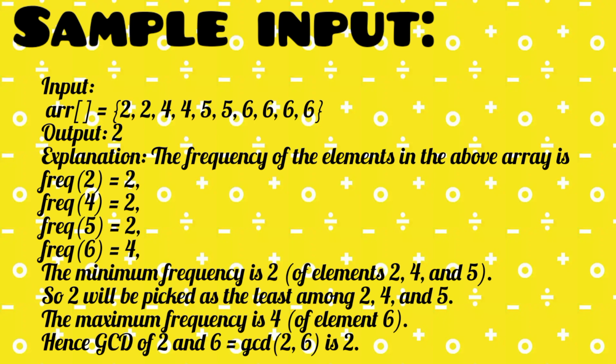6 is 4. Here the minimum frequency is 2 of elements 2, 4, 5. So 2 will be picked as the least among 2, 4 and 5. The maximum frequency is 4 of element 6. Hence the GCD of 2 and 6 is 2.